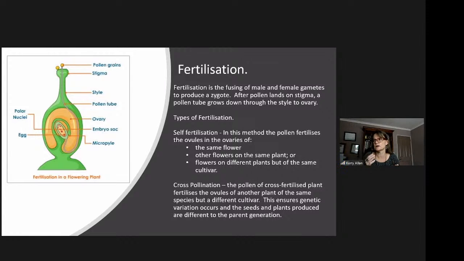Most will need the seed to be fertilized before it actually produces a fruit. So not all, it once again depends on the crop that you're looking at. We can do self-fertilization or cross-pollination. So they're both on there. You can look at that if you're not sure what those are.